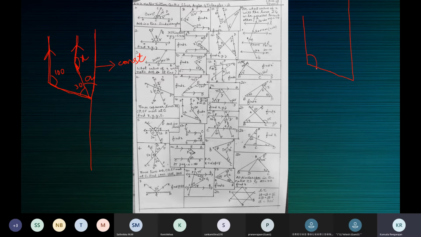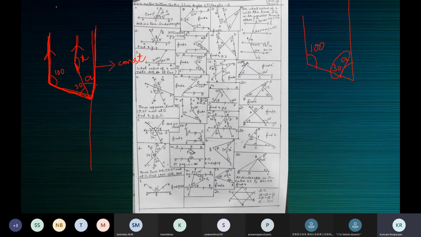This is 100. This is 100. And here you have 30 and A. See here, parallel line, transversal, parallel line. What do we see? We see 100 here, we see 100 here, and we see A and 30 here. This is one angle. Allied angles: A plus 30 plus 100 is equal to 180. So A is 50.